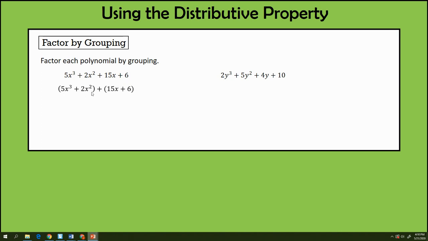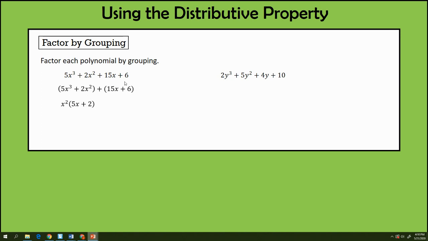Okay, in the first two here, what's the GCF? Well, they don't have a number that we can pull out. This has x cubed, this has x squared, which means they both have at least an x squared in them. So let's pull an x squared out. That would give me 5x plus 2 in this parenthesis. If you were to distribute x squared through the parenthesis, you'd get this answer back.